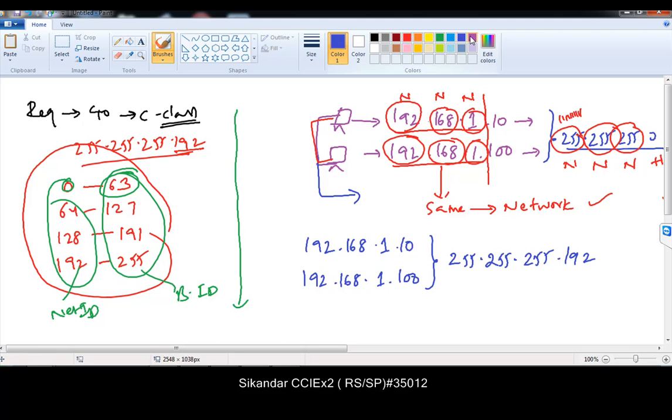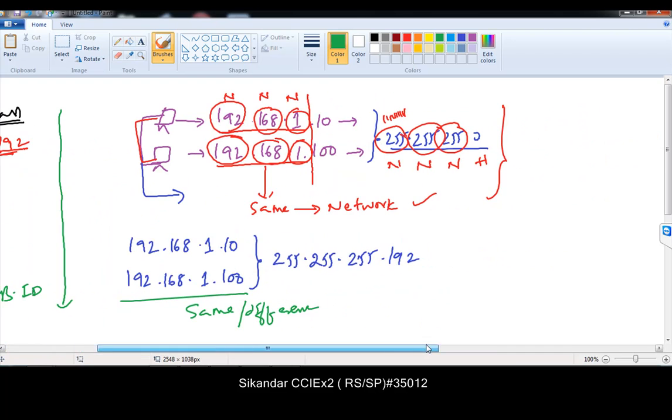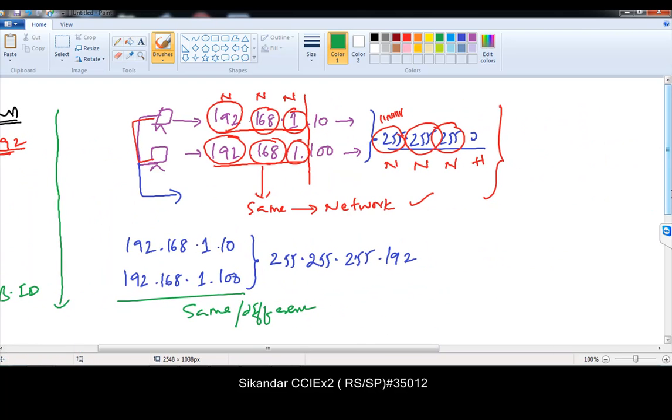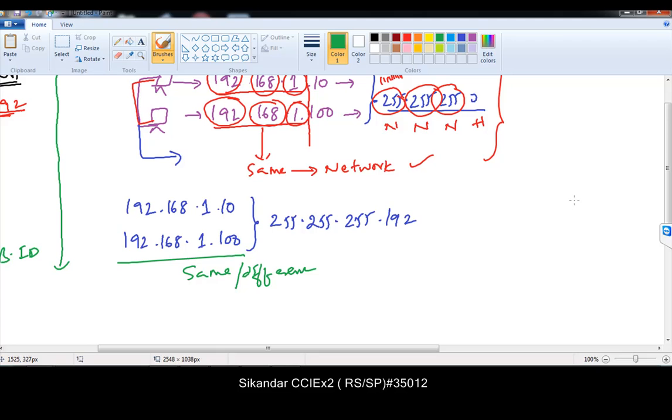Now, the same question I'm going to ask: do they belong to the same network, or do they belong to different networks? You can probably think it out. So, same network or different network? If you're not very clear with subnetting, you'll probably say they are in the same network, but they are not. They are on different networks.